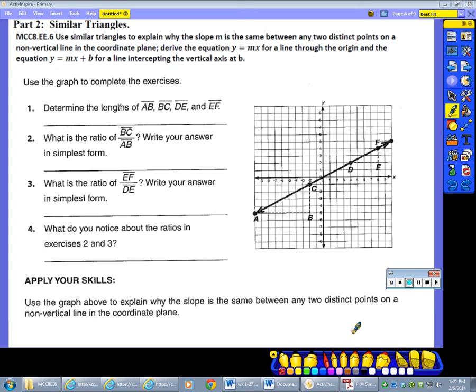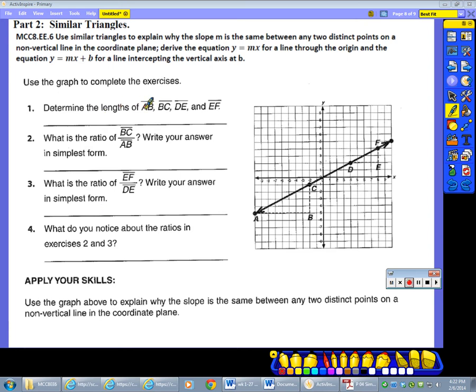Last part. Here we go. Part 2. It says similar triangles. We are going to use similar triangles to explain why the slope m is the same between any two distinct points between a non-vertical line and the coordinate plane. This is the standard, basically. So let's follow these steps and we'll have it knocked out.